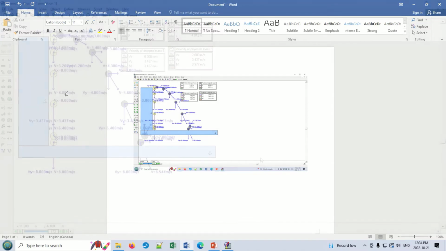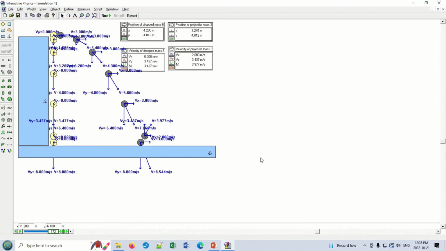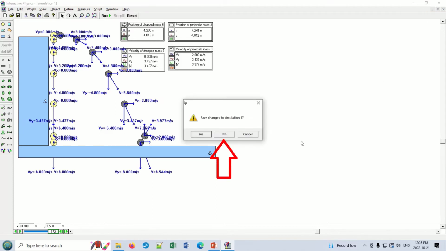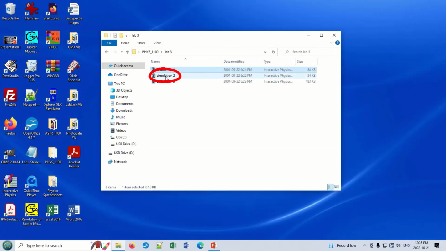paste into your book. And then there's a few questions in the lab manual that you'll need to answer about the horizontal or the vertical velocities of the 2 balls. So answer those, and then you're ready to proceed to the next simulation. So you close this down with the X in the corner. If it asks you if you want to save changes, always say no. Then you open up the next simulation.